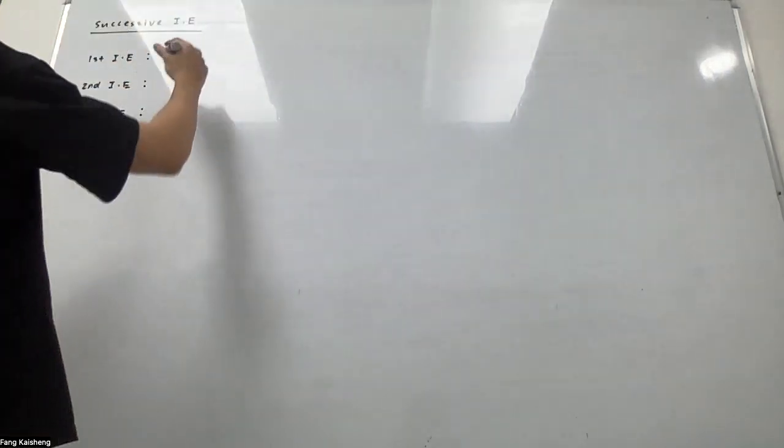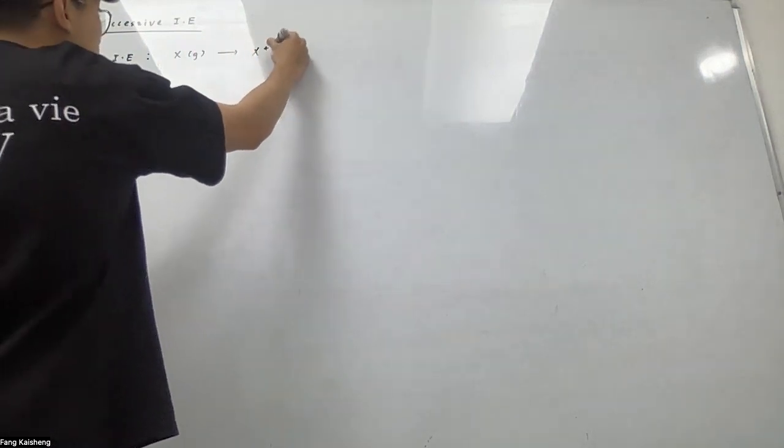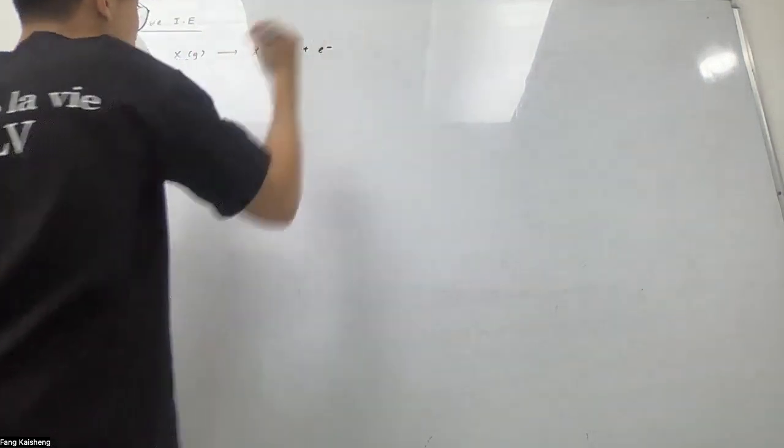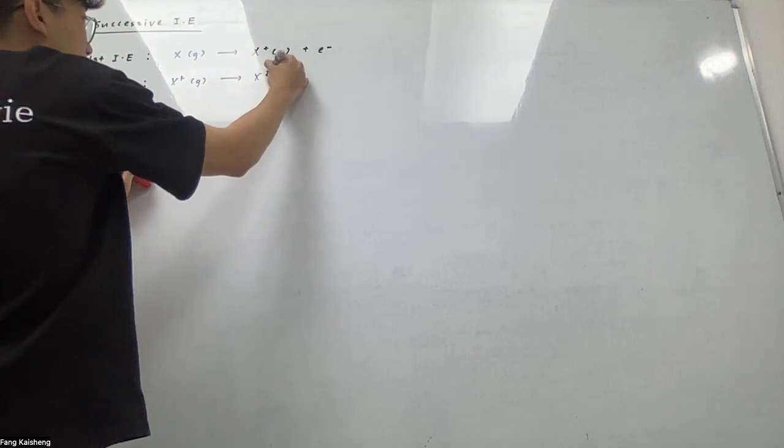Okay, so it should be quite okay. So remember, I need you guys to include the gaseous state symbols. Because this is the first one, right? You remove an electron, you get a cation, and so on and so forth. Now remember, I told you guys another thing as well.